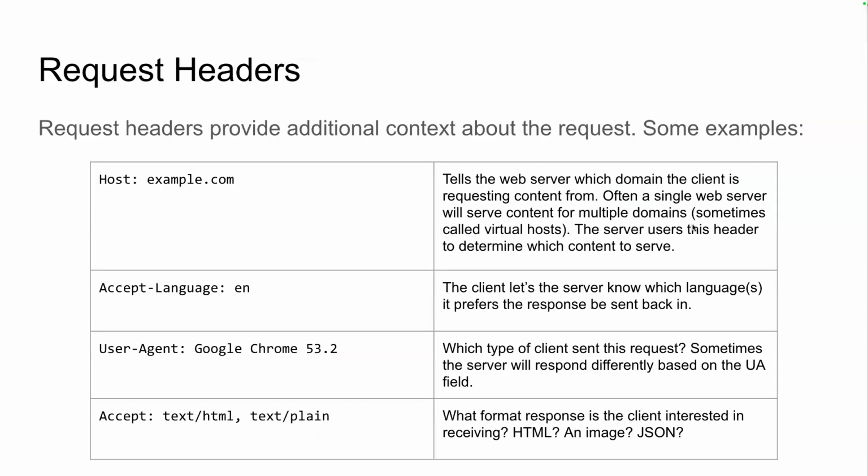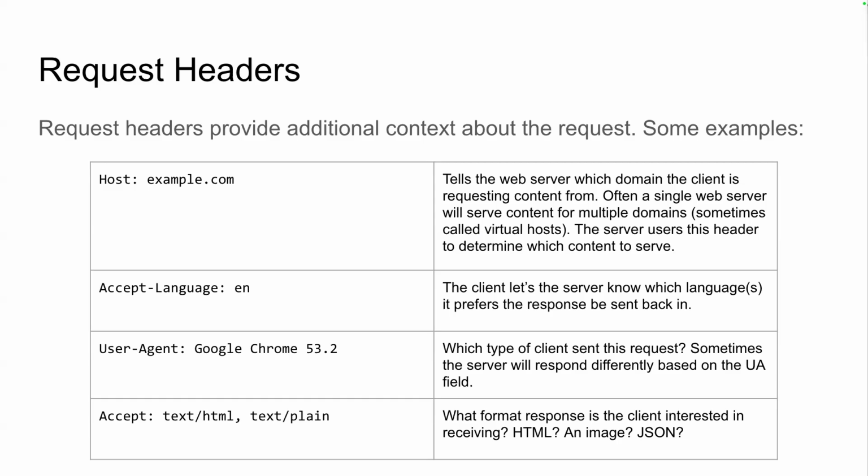Request headers. Can somebody please read this slide here? Request headers provide additional context about the request. Some examples are host, example.com, tells the web server which domain the client is requesting content from. Often a single web server will serve content from multiple domains, sometimes called virtual hosts. The server uses this header to determine which content to serve.